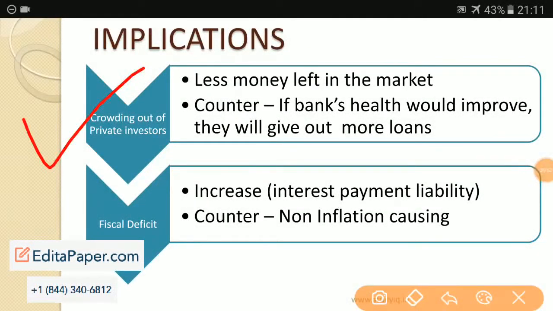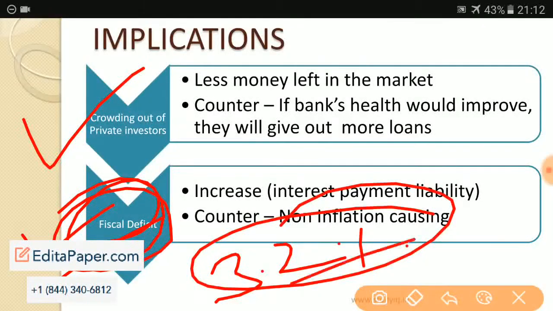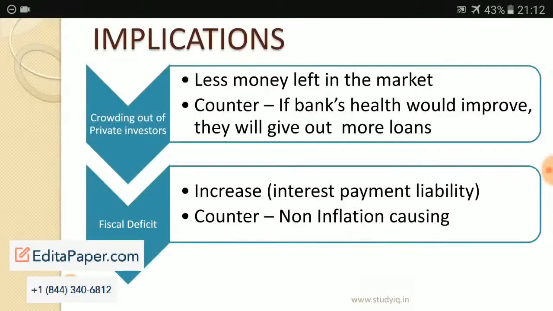As I already told you, since I am giving you bonds and you are giving me money, I would be paying interest to you, and after 10 years, when the bonds mature, I would pay you the principal amount. Because of that, the fiscal deficit would increase. That interest liability I am taking upon myself may disturb my fiscal deficit targets. This 3.2% fiscal deficit target may get disturbed, and as a result, I may not be able to meet the targets.